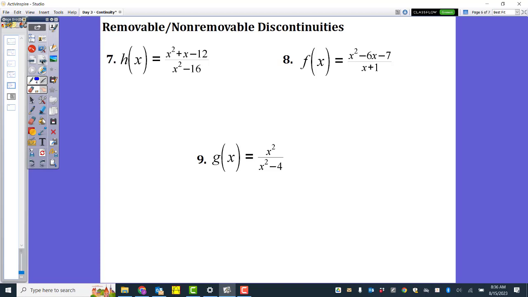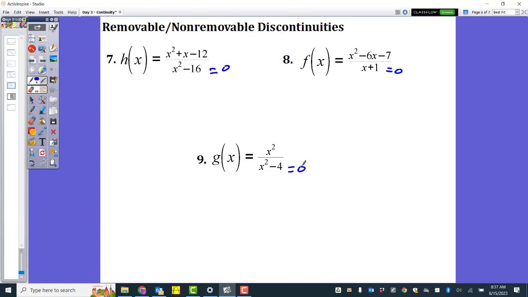Or problems like this. Now, you need to think to yourself, where would a discontinuity occur in any of these problems? They all have a very similar answer. I'm not asking for a specific x, I'm asking for the idea of an x. They would all occur at whatever x makes the denominator equal to 0. Okay?